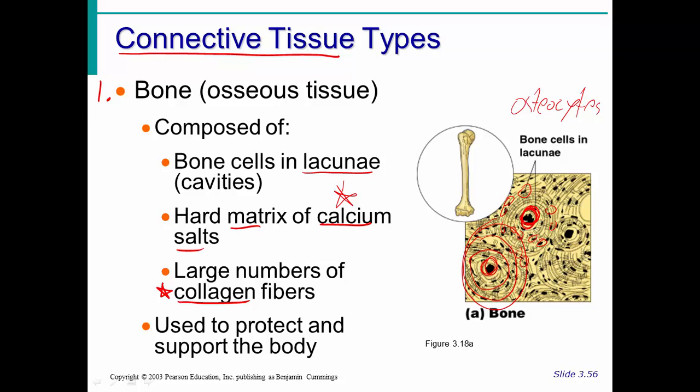You don't just eat collagen, but when you eat protein, we break down the protein from other animal sources into amino acids and then build it back up into collagen. And so obviously bones are used to support the body, and muscles are going to attach to the bones to allow us to move.